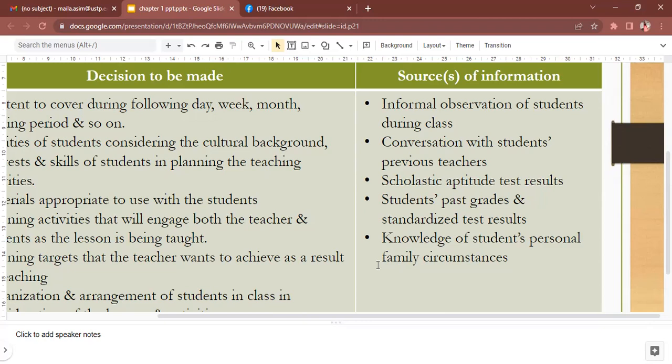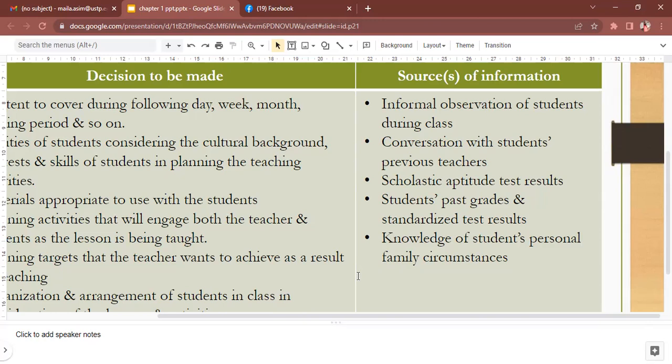What are the possible sources of information? So, informal observation of students during class. Now, during class, maka-observe ka sa mga students, like, unsay ilang ginabuhat sa imong klase, and mabantayan nimo kung ganahan ba sila o dili. So it's better for me siguro to have this assessment conducted dili na ang ginabuhat karon.